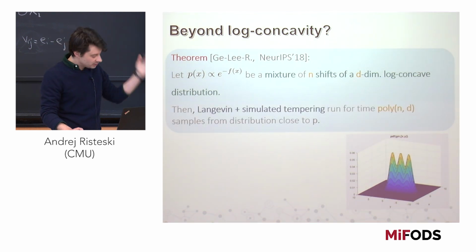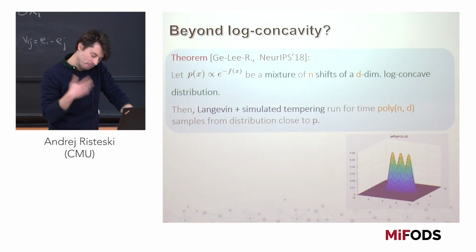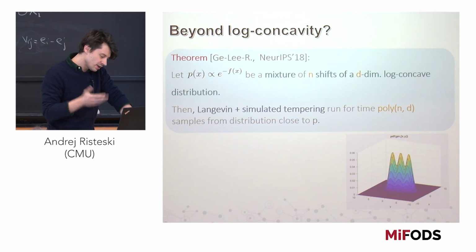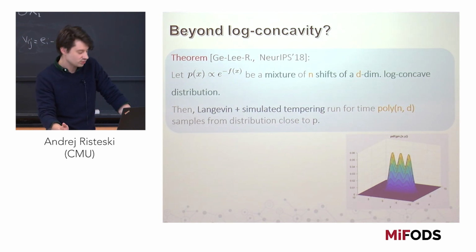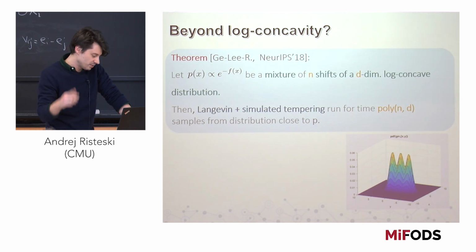And then what we showed in this work was that if you run Langevin dynamics along with a heuristic, which is a temperature changing heuristic called simulated tempering, then you can sample from distributions of this type in time that is polynomial in the number of components, that is the number of modes, and the ambient dimension.